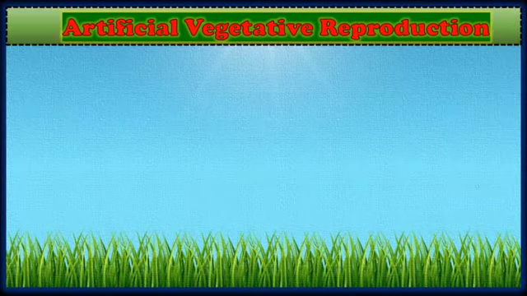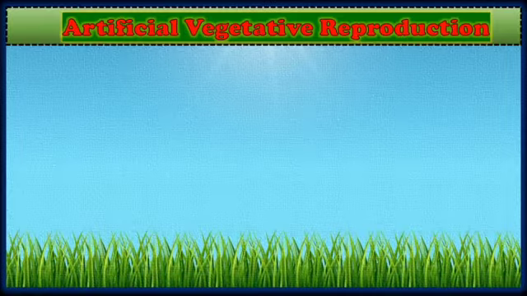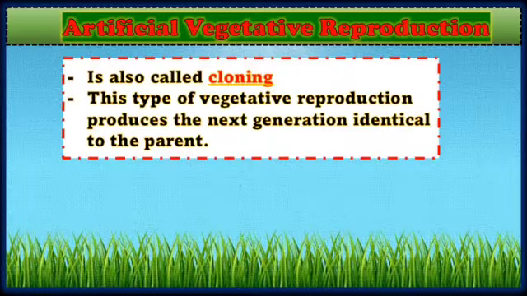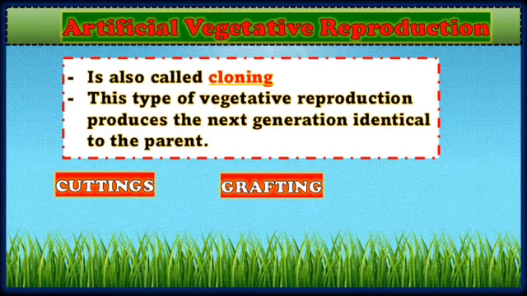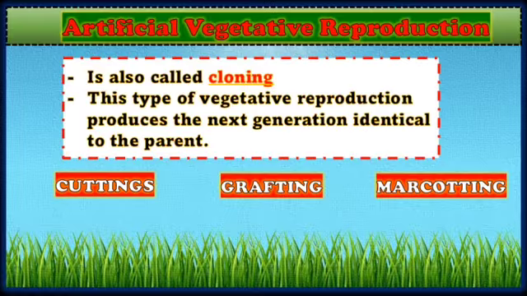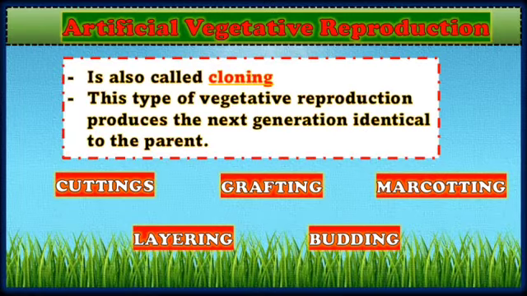So, next is we have also another method in producing new plants using asexual method. This is what you call the artificial vegetative reproduction. So, it is also called a cloning. This type of vegetative reproduction produces a next generation identical to the parent. So, kaparehas niya. So, ano-ano yung mga prosesong pwede natin gawin dito or mga method? We can make use of cutting. It can be through grafting. It can be through marcotting, layering, and then budding.